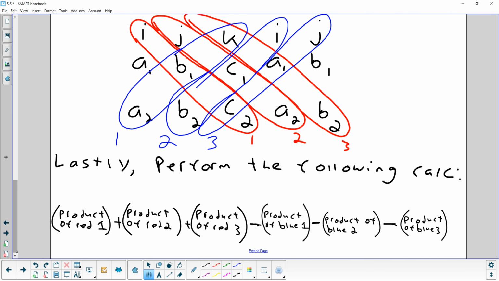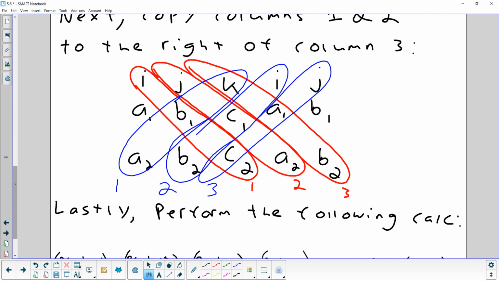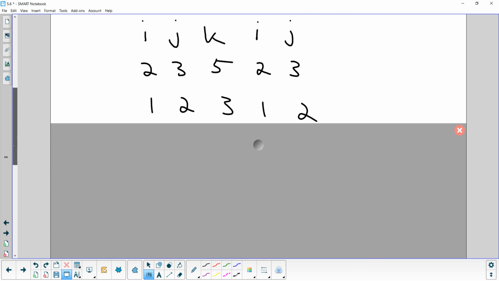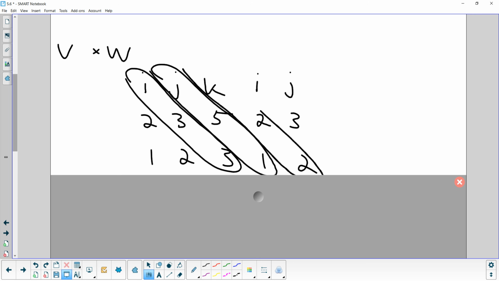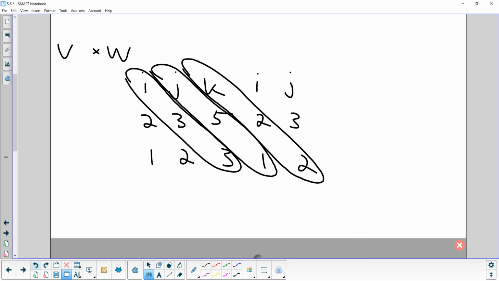Okay? So the red diagonals go down and to the right. The ones that you add go down and to the right. So let's circle them. Down and to the right. Down and to the right. Down and to the right. When you circle a diagonal, it has to have 3 things in it. This is not a diagonal. That's a partial diagonal. Doesn't count. A diagonal has to go through all 3 rows. And that's all of them that go down and to the right.